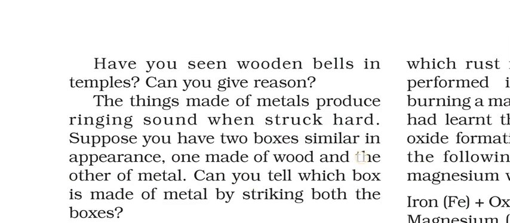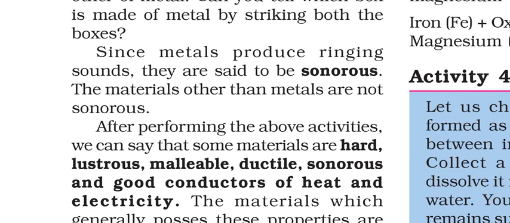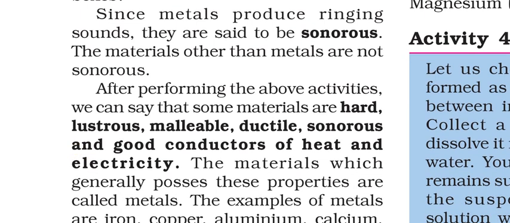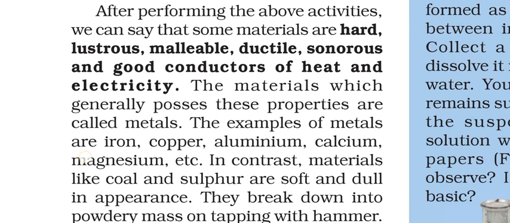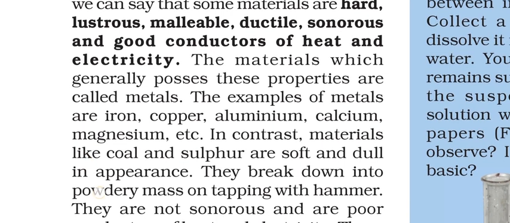And what is lustrous? The ability to shine is called luster, so metals are lustrous. Therefore, after performing all the activities, we can say that metals are generally hard, lustrous, malleable, ductile, sonorous, and at the same time good conductors of heat and electricity. The materials which generally have these properties are called metals. Examples of metals are iron, copper, aluminum, calcium, magnesium.